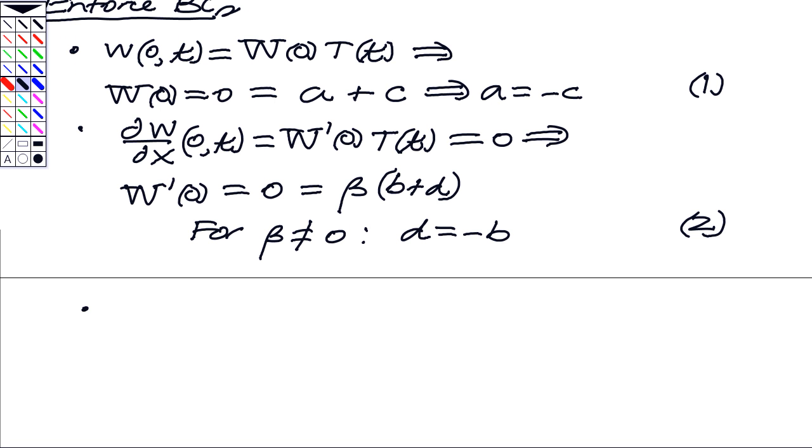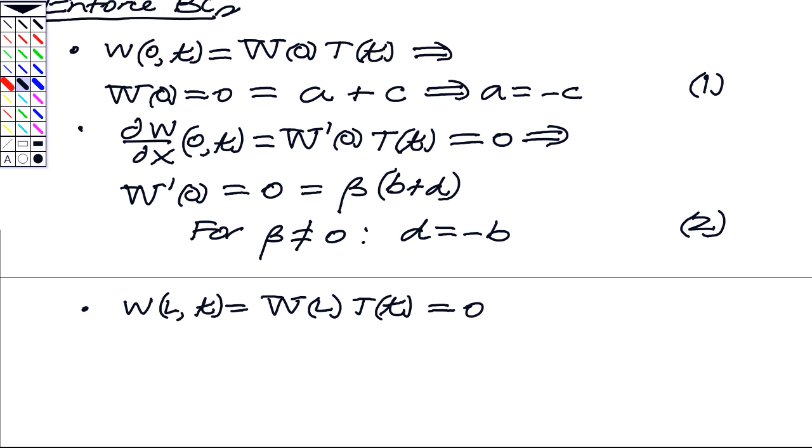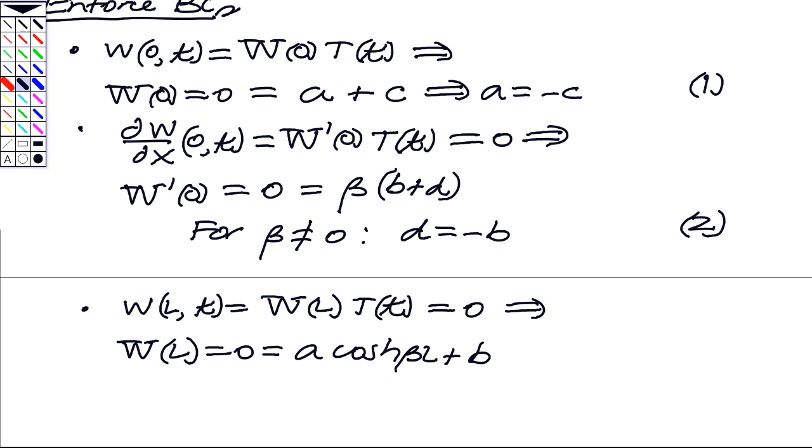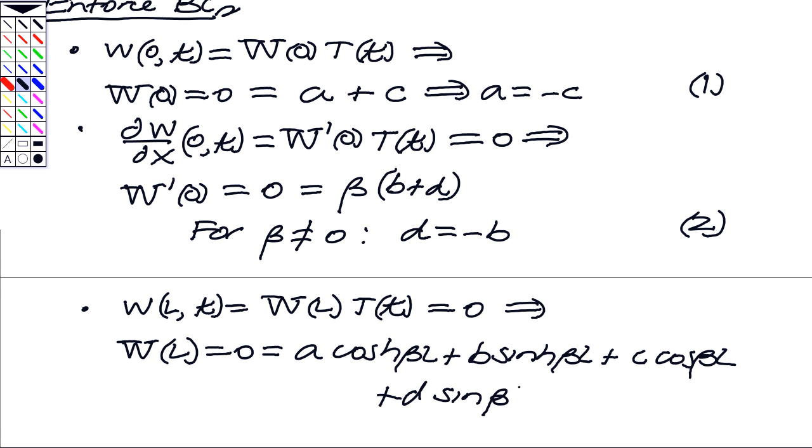On the right-hand side, the displacement at x equal to L, written in its separable form. We know that the product of those two is 0 for all time. We know then that therefore W itself must be equal to 0. So that's A cosh beta L plus B sinh beta L plus C cosine beta L plus D sine beta L. So that is our third equation.